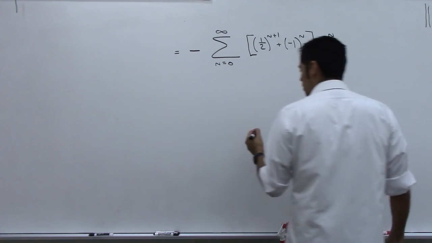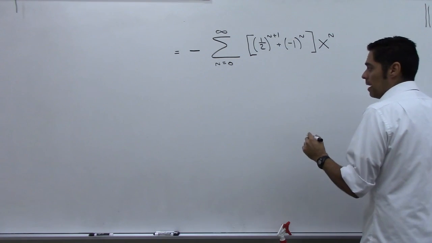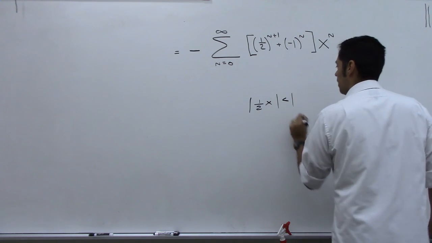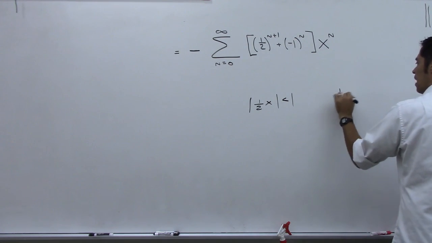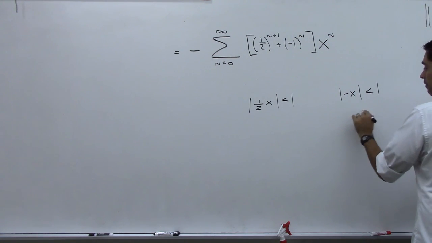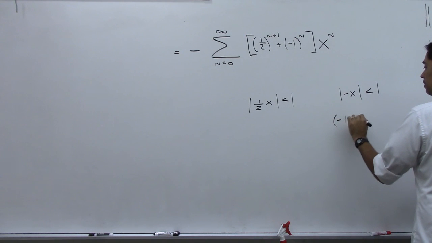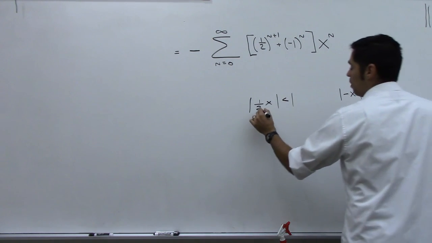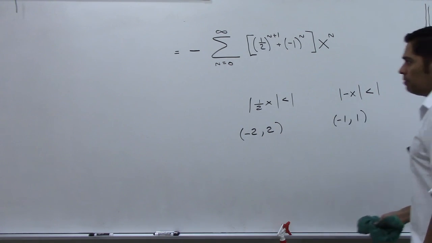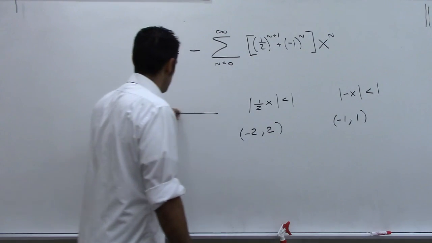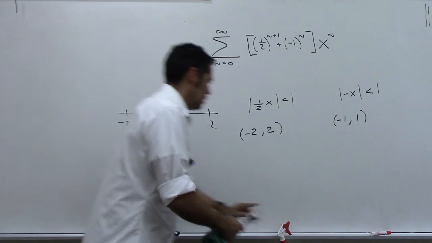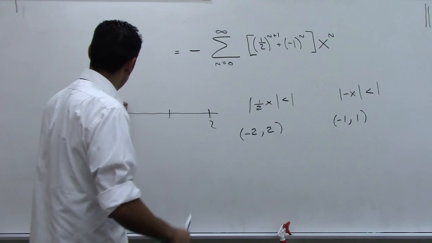Now, interval of convergence, I have to go back and look at my u's. In one of the sums, I had 1/2 x, so I need the absolute value of that to be less than 1. The other one was negative x. I need the absolute value of that to be less than 1. So for this one, I get the interval negative 1, 1. But for this one, I get the interval negative 2, 2. And so for one of the sums to converge, you have to be in here.